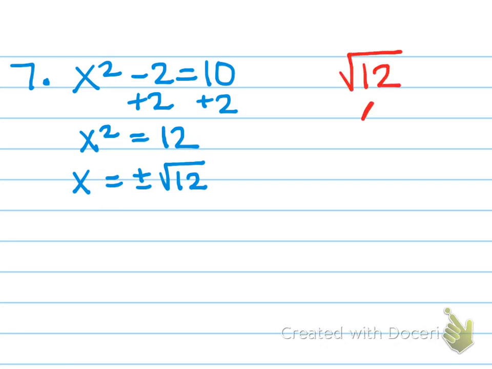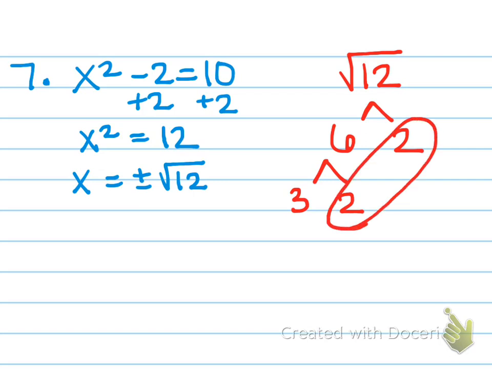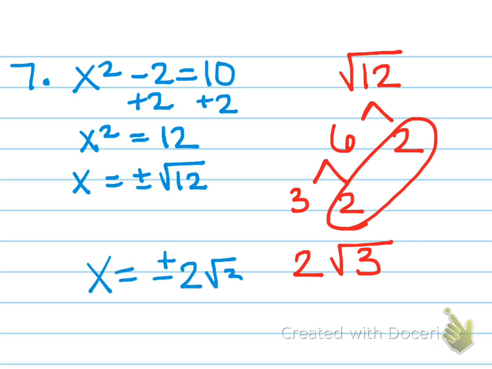The square root of 12 goes into 6 and 2, and then 6 goes into 3 and 2. So since 2 and 2 are together, they can leave the party, so that you get 2 square root of 3. So your answer is x equals plus or minus 2 square root of 3.